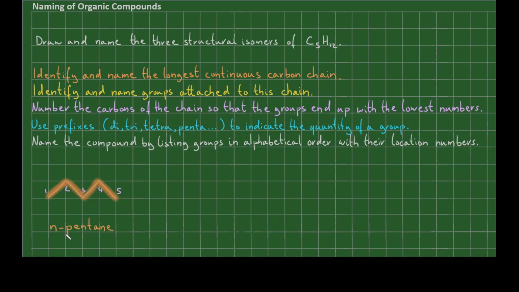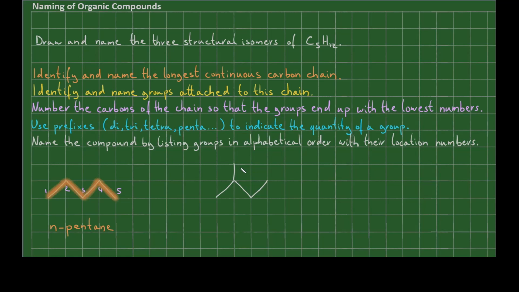I need 2 more. How do I go about determining the other 2? Generally speaking, a good strategy is to initially make the longest continuous carbon chain 1 carbon shorter. What do I do with the missing 5th carbon? I attach it anywhere else. So I'm going to attach it here and see what happens.